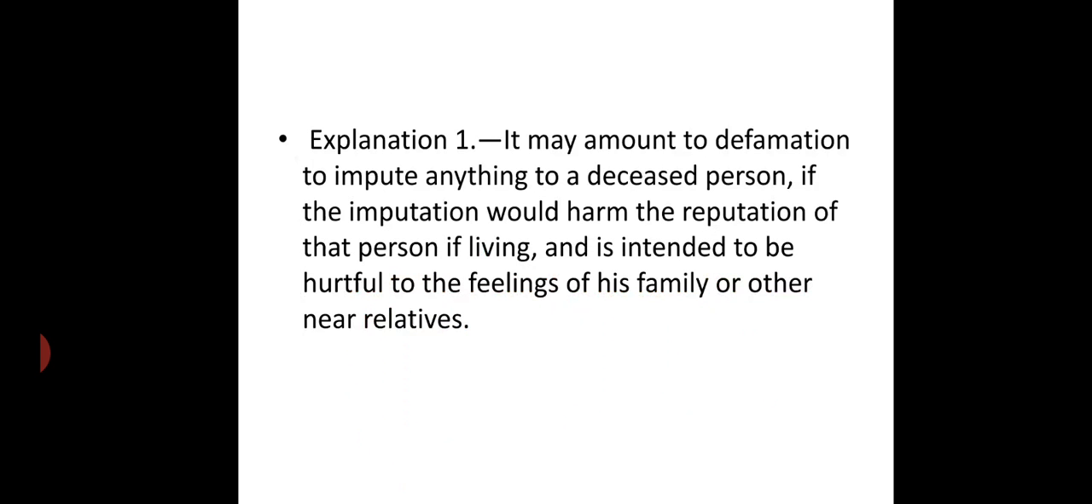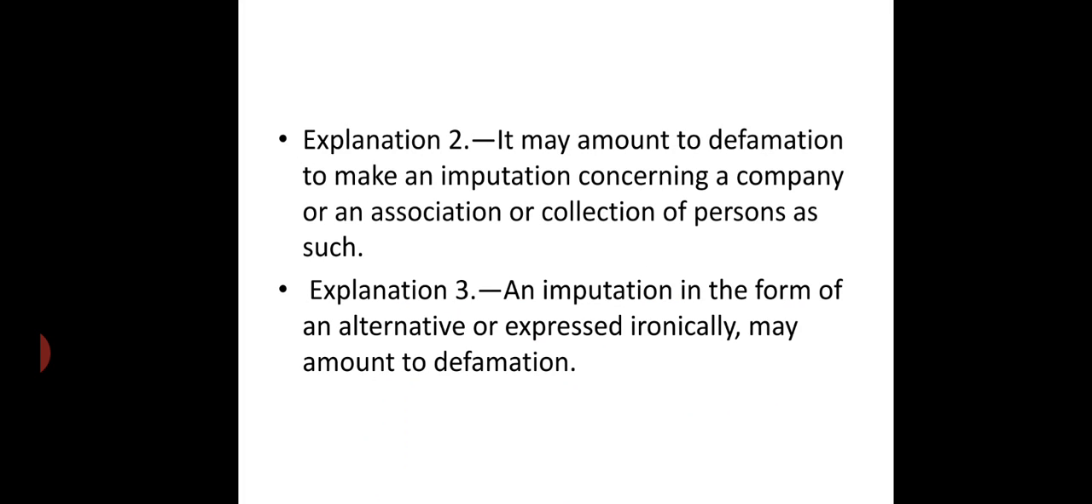What do the explanations say? Explanation 1 says it may amount to defamation to impute anything to a deceased person if the imputation would harm the reputation of that person if living and is intended to be hurtful to the feelings of his family or other relatives. This explanation explains whether defamation of a person who is dead can occur or not.